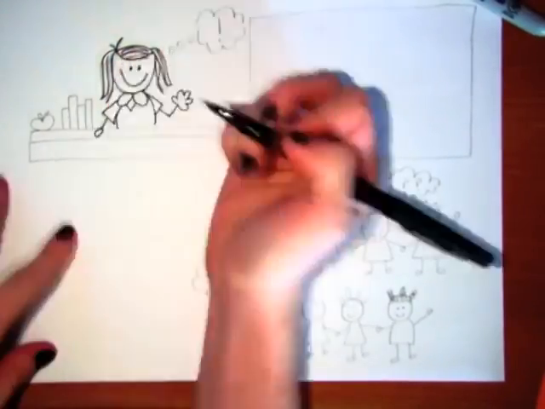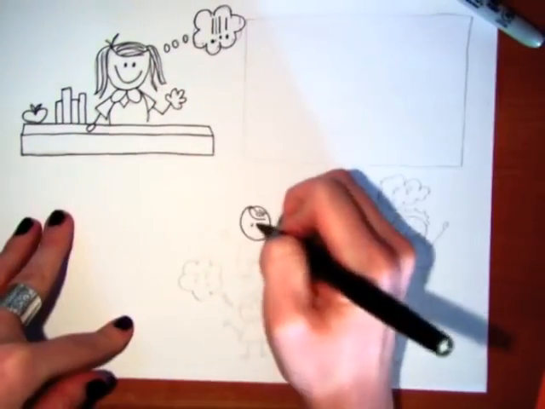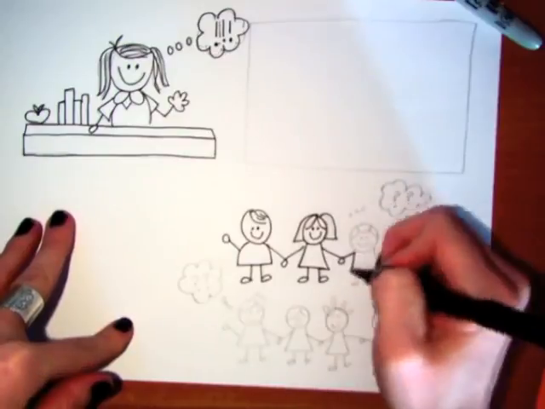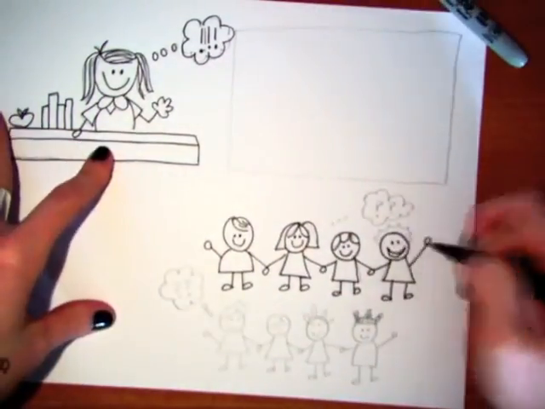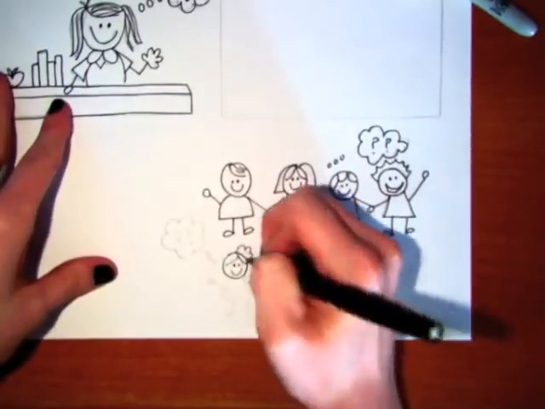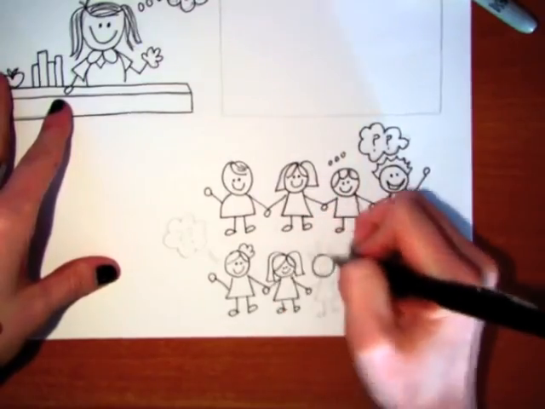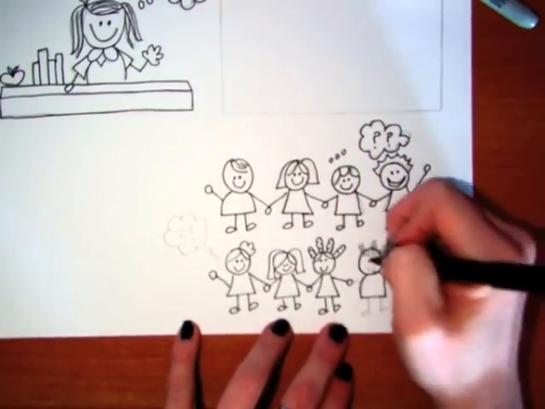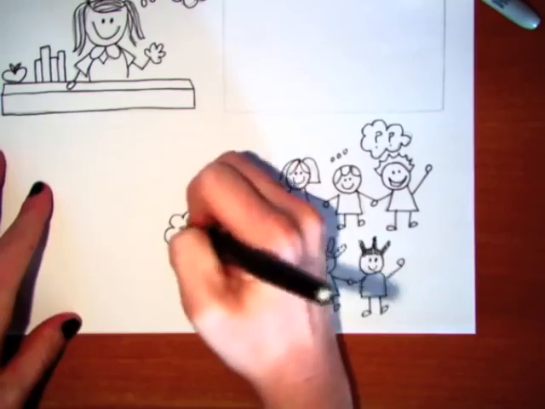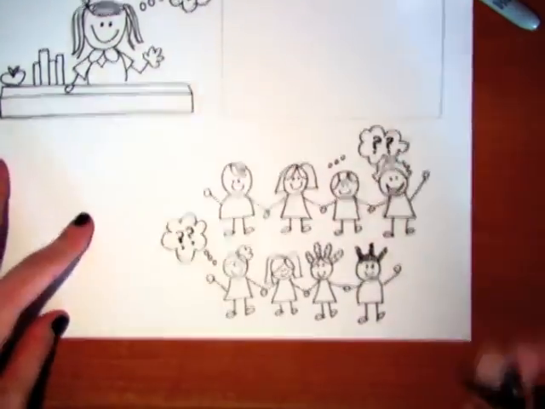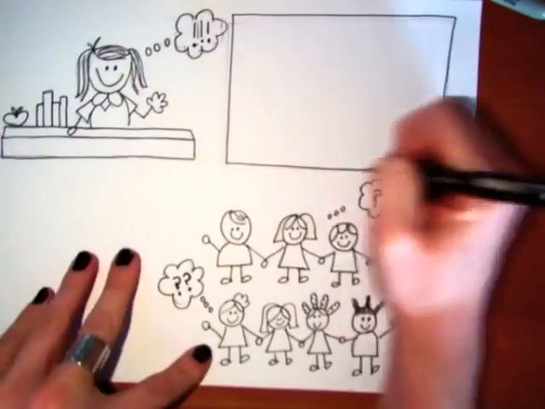Determine the meaning of words and phrases as they are used in the text, including figurative and connotative meanings. Analyze the cumulative impact on specific word choices on meaning and tone. Do you understand what any of that means? Determine the meaning of words and phrases.